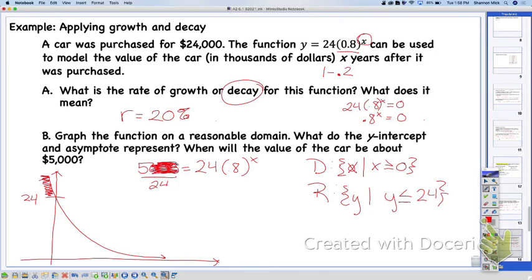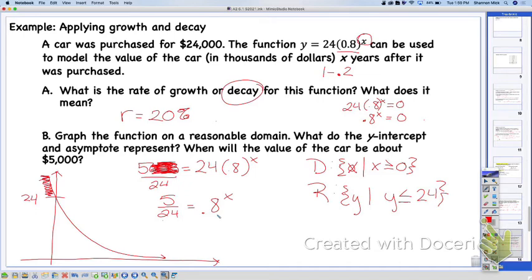We're speaking in thousands of dollars. So it would be 5 over 24 equals 0.8 to the x. Well, we know if we could get these bases to be the same, we could set them equal to each other, but I don't know how to get 5/24 to base 0.8 either. I don't even wanna mess with it. So we don't have the tools yet, so we're gonna do plug and play, guess and check, whatever you wanna call it. Okay, so what do you guys wanna try?